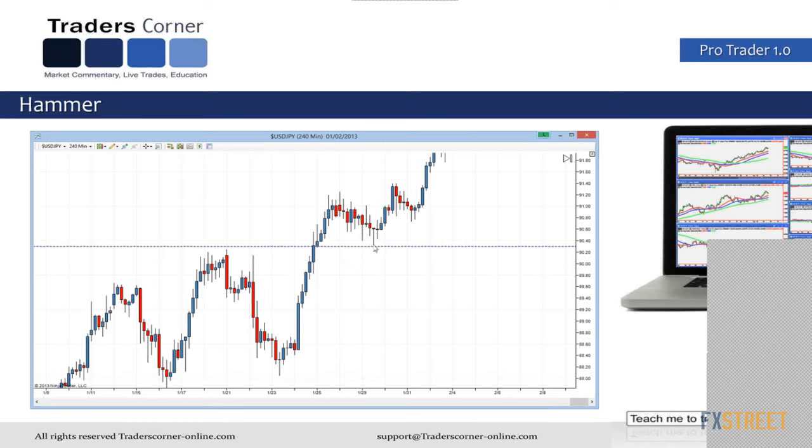But the ones we're interested in are the ones at key levels. We're not just going to trade, you know, candlestick reversal patterns willy-nilly anywhere on the chart. We want to trade them at areas where we believe the price will turn around. See, that's why we ignore the doji over here, or the shooting star up there, or the spinning top there. We want to be trading them at levels where we expect the market to turn around.